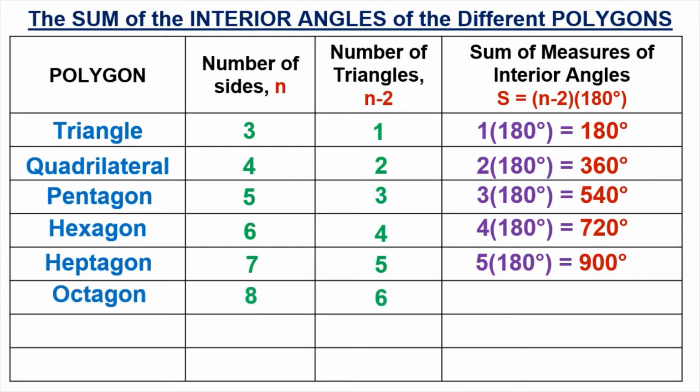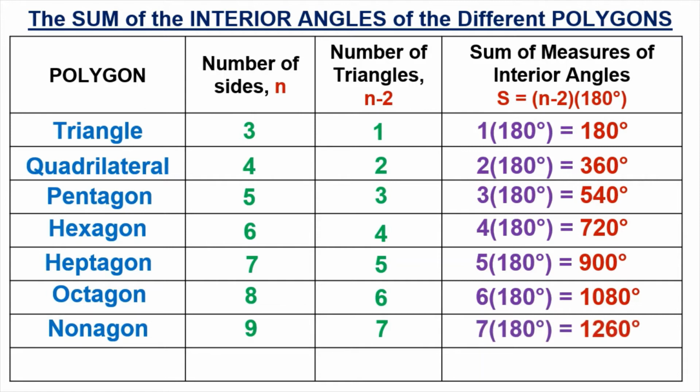Then octagon, we have 8. 8 minus 2, that is 6. So we have 6 triangles na mabubuo sa isang octagon. Then 6 times 180 degrees is equal to 1080. Next po is nonagon. Nonagon has 9 sides. At kapag bumuo tayo ng triangle sa isang nonagon, 9 minus 2 is equal to 7 triangles. And then 7 times 180 is equal to 1,260 degrees. Lahat ng angles po niya sa loob, interior angles po.